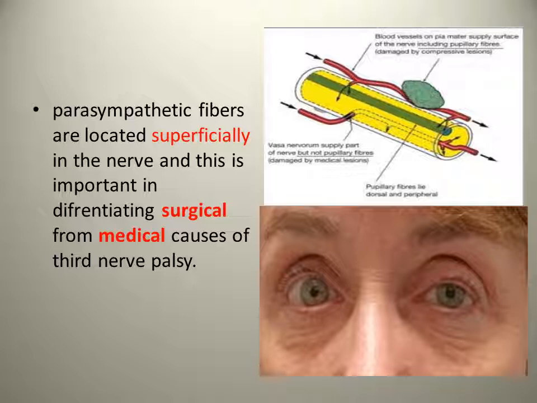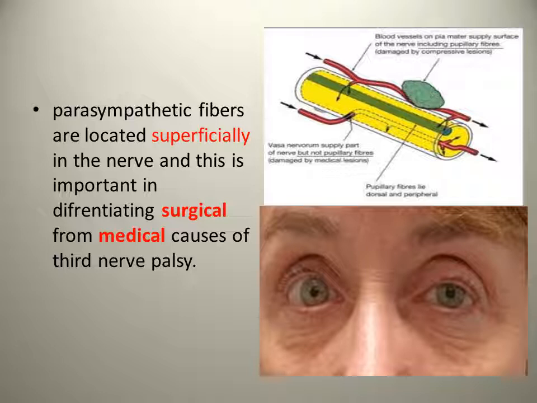These two factors, aneurysms or tumors or any space occupying lesion causing pressure on the pial vessels or directly on the superficial part of the nerve, will cause early damage to the pupillary fibers because the location of the pupillary fibers is superficial in the nerve, especially superomedial in the nerve. As you can see, the bundle highlighted in green represents pupillary fibers.